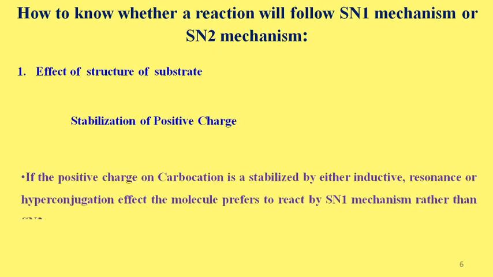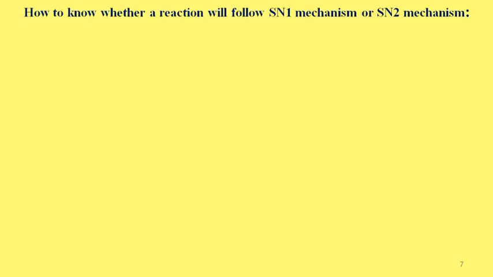Then, effect of structure of substrate: stabilization of positive charge. If the positive charge on the carbocation is stabilized by inductive, resonance or hyperconjugation effect, the molecule prefers to react by the SN1 mechanism rather than the SN2 mechanism. Simply we can say that a less hindered or less crowded substrate favors the SN2 mechanism, while a more crowded or more substituted substrate favors the SN1 mechanism.